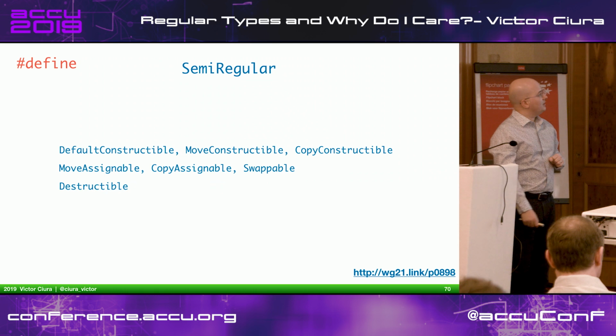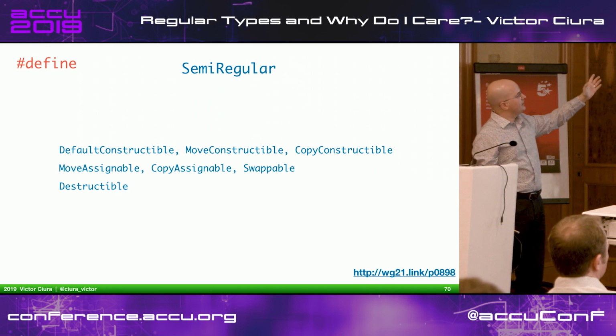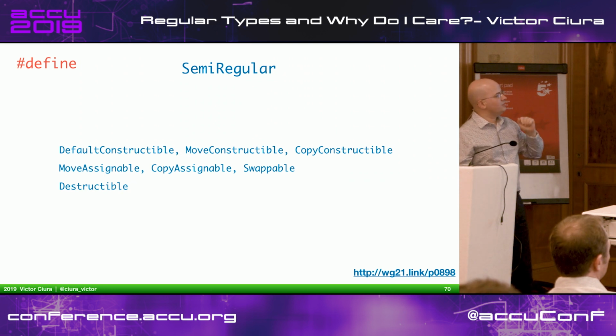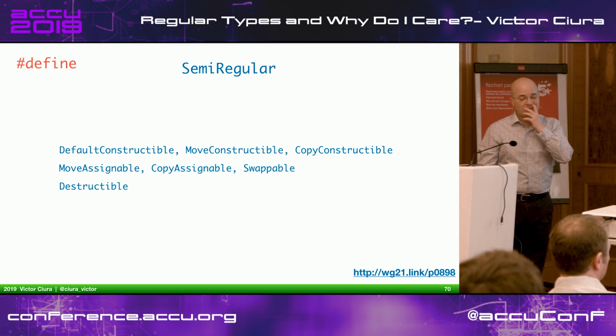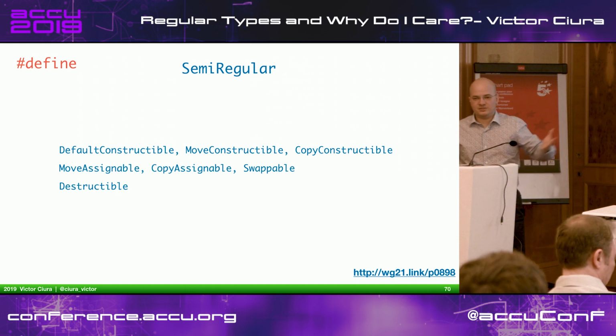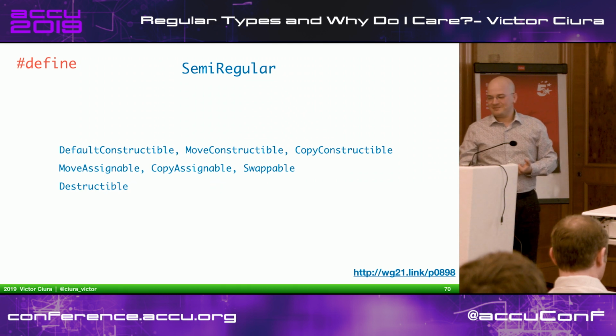So, we can define semi-regular, and again, it's a definition. We have to accept that. It is being default constructible, move constructible, copy constructible, move assignable, copy assignable, swappable, and destructible. This would be a semi-regular type. Okay, this is just a definition. You cannot contradict me there.